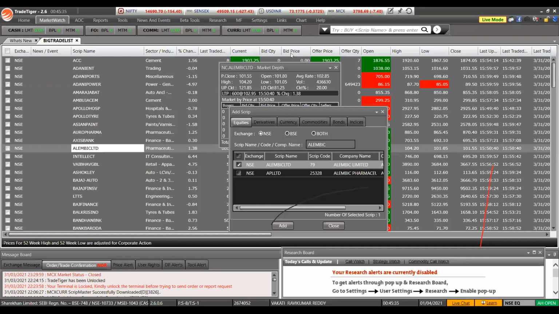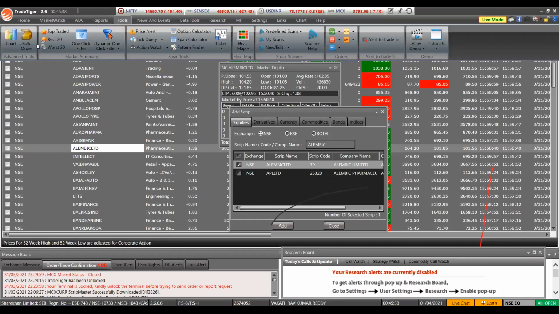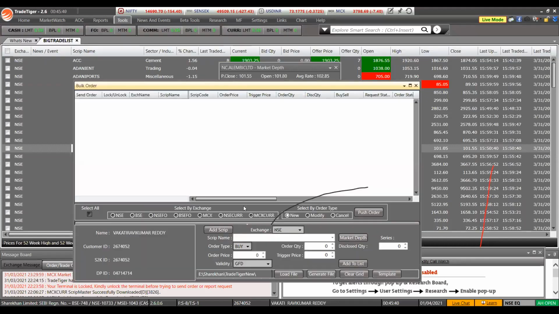Okay, you say tools, bulk order. Now here you just have to select whatever it is, and you say load file. I'll tell you how to load the file. You just say load file, and all the orders go in. Finish. In every file, you can load 150 orders, and you can load as many files as you want. But in one file, there can be only 150 orders.